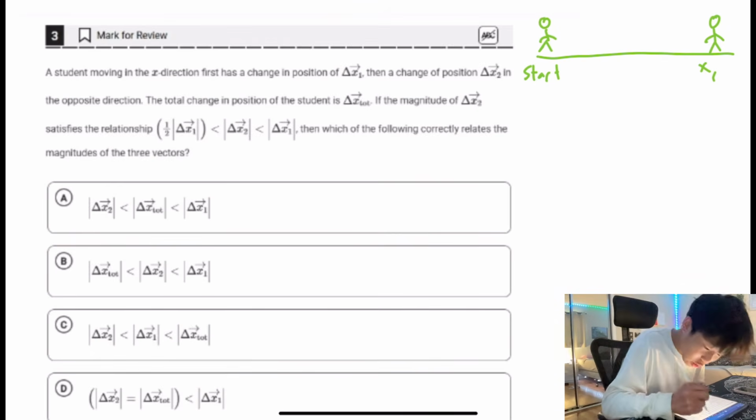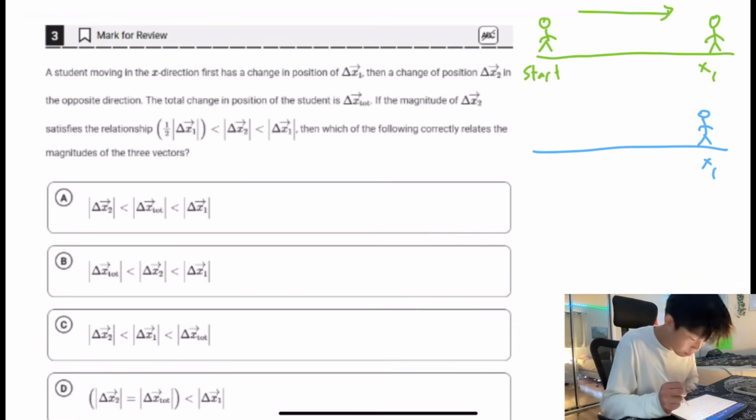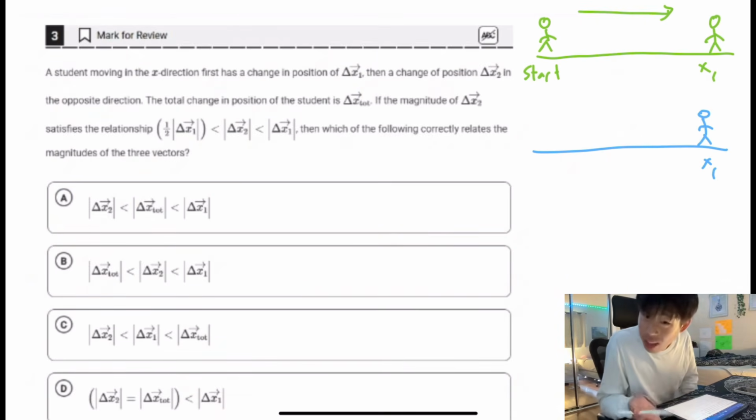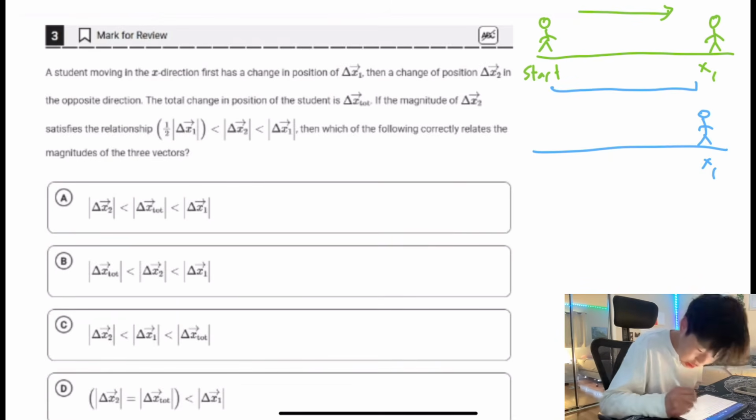And then it says he starts moving a second time in the opposite direction. So if the first time went right, where does the next time go? It's left, right? So he's going to start from here, and he's going to go left. And then how far left he goes is the real question. It says over here he goes left less than x1. So x1 is greater than x2, which means he goes less than that distance, okay? So let's just say he goes this much.